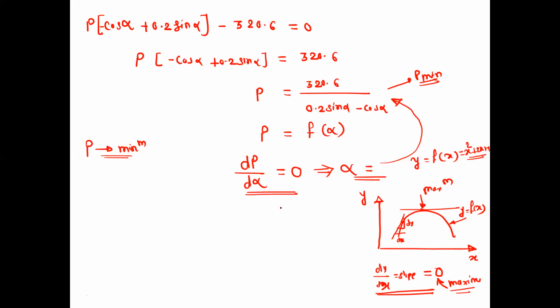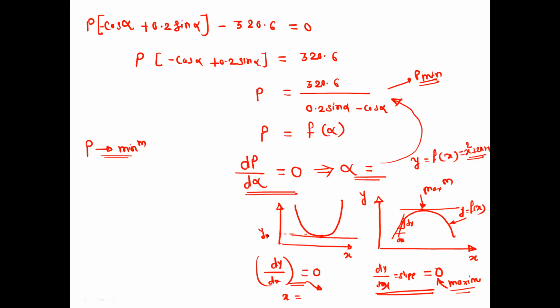So similarly, if you have another graph like this, and suppose at the minimum point we draw the tangent line, that tangent line will be exactly parallel with the x-axis. So the slope of this line, dy by dx, must be equal to 0. From this, we will get the value of x. And if you put this value of x in the equation of y, it will give the minimum value. So this is nothing but the y minimum, and this is the corresponding x value.